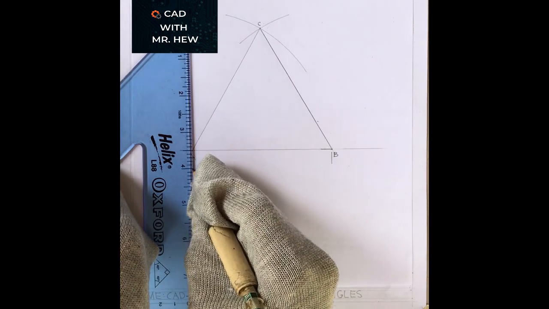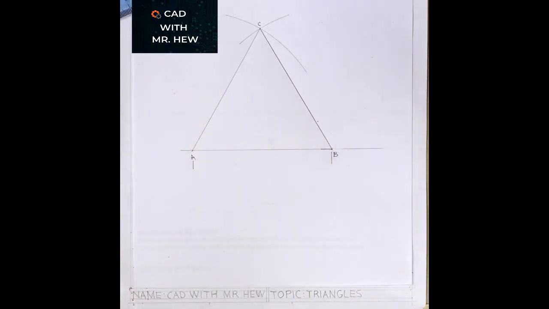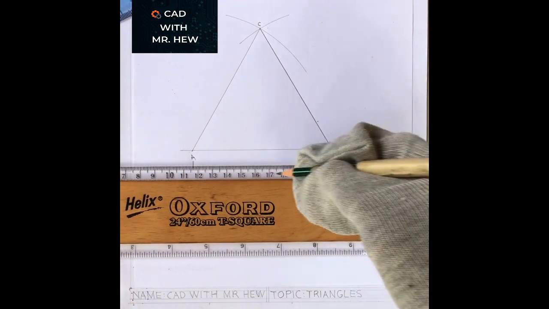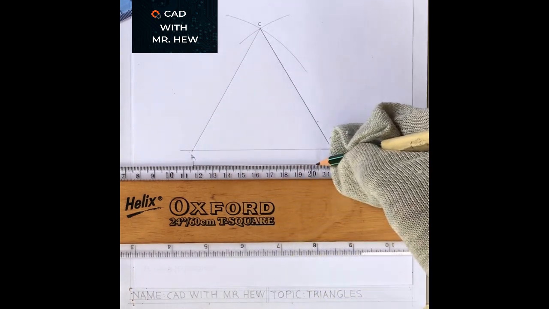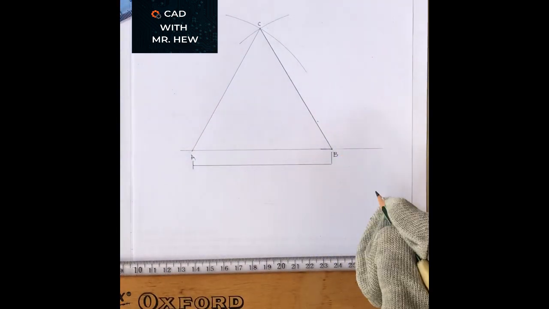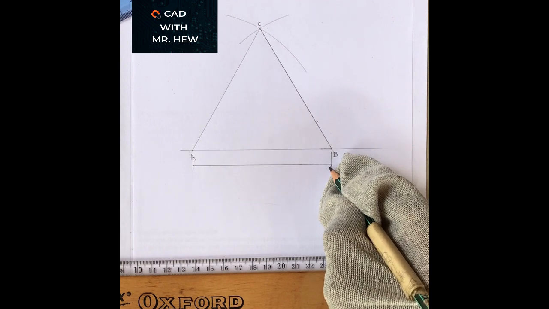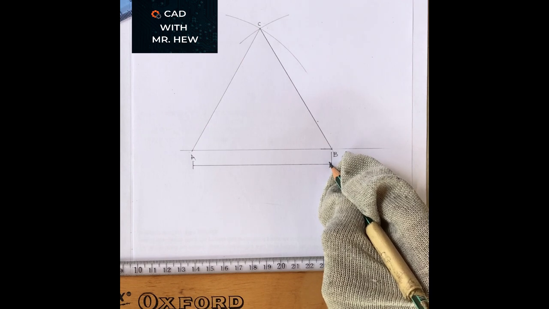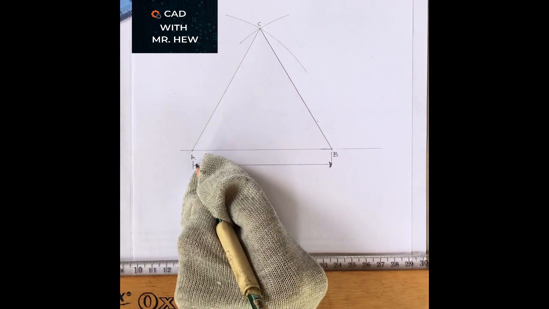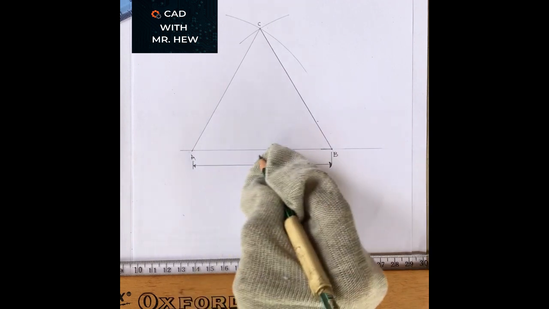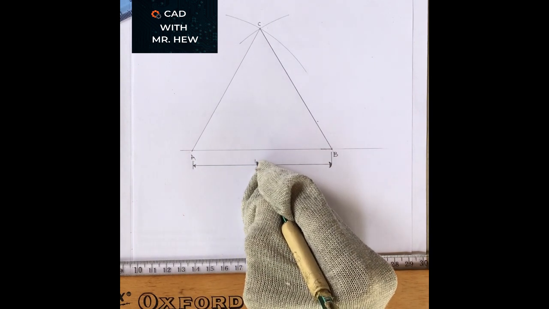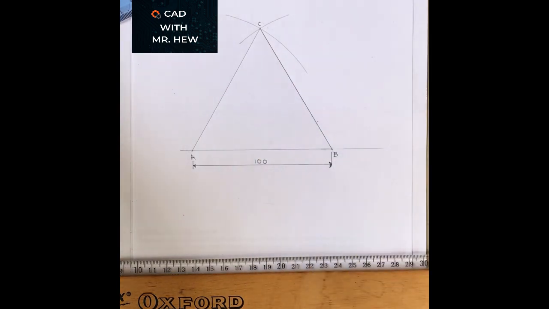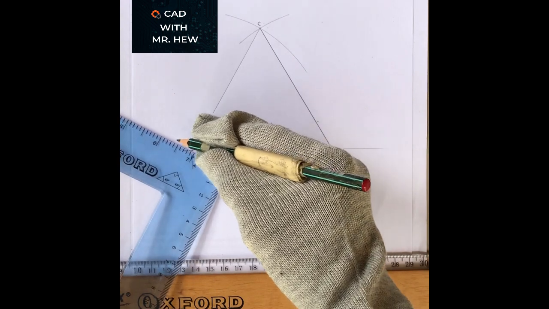Okay, so we draw these lines extending vertically down. Then we draw a line across and we're going to insert the dimensions now. So we draw a solid triangle there. We draw another solid triangle at A, the side towards A. And then we label this 100 millimeters.